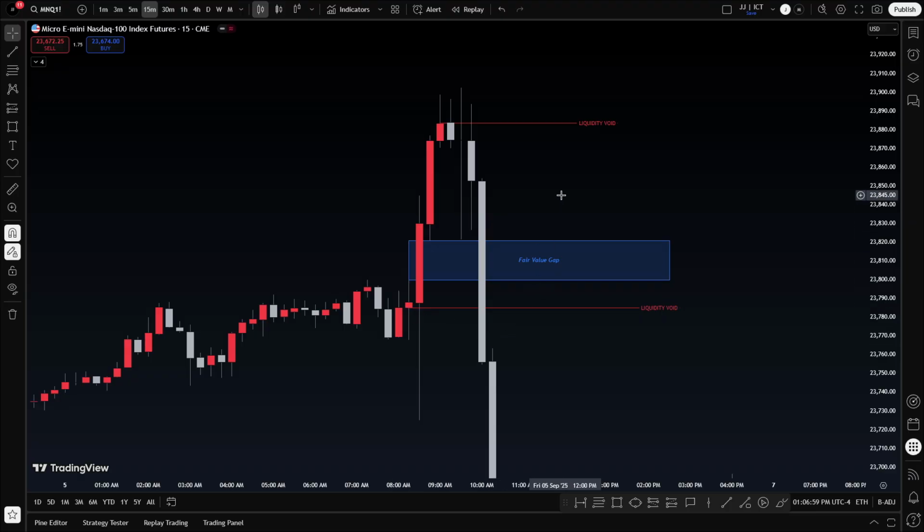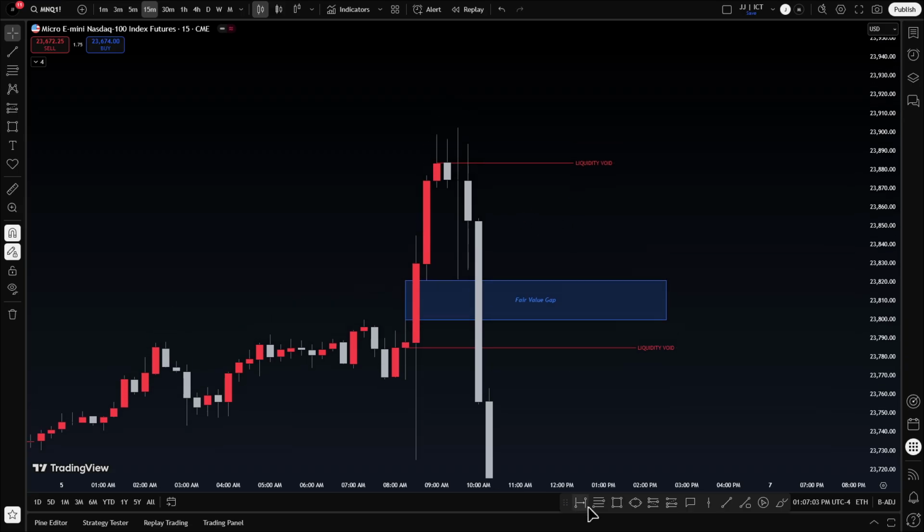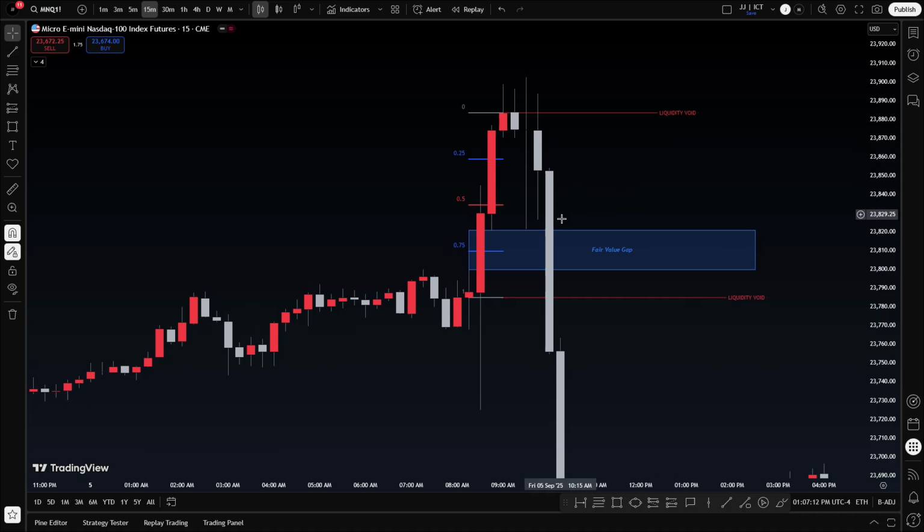Anyway, like I said, there are two things that price will do to this liquidity void. We're going to apply the quadrants to it right now. It will either respect it, or it will refill it. And as we can clearly see in hindsight, price refilled it. Why? Because at 8:30, right?